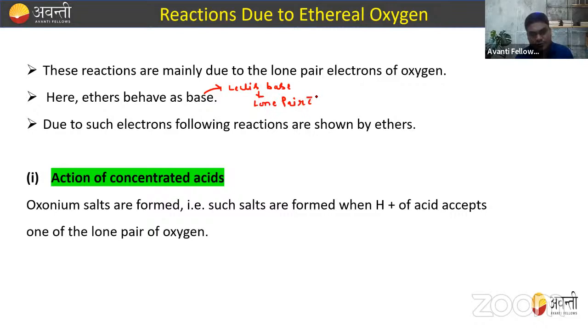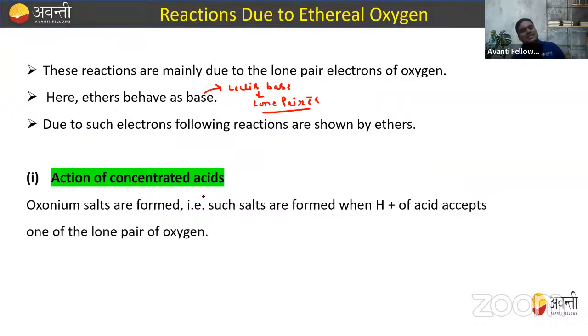So the tendency to donate lone pair of electron is known as Lewis base, right? So these reactions are mainly due to the lone pair of electron of oxygen, and ether behaves as a Lewis base. Why Lewis base? Because they have the lone pair of electron, right? Due to such electrons, the following reactions are shown by the ether. So what are the following reactions? बेटा फटाफट देख लेते हैं.